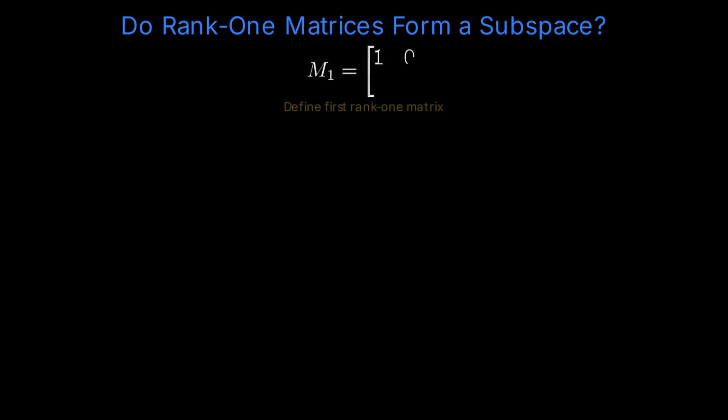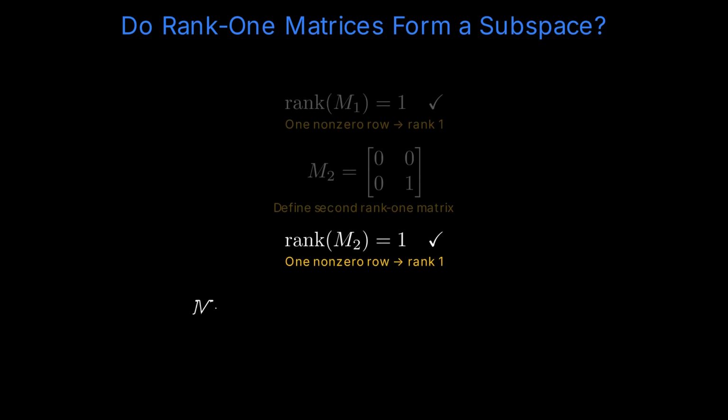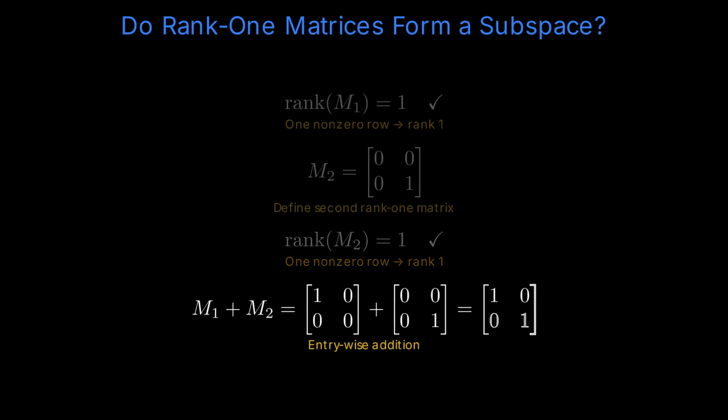Let's see what happens when we add 2 of them. Take M1, the 2 by 2 matrix with entries 1, 0, 0, 0. It has one non-zero row, so its rank is 1. Now take M2, the 2 by 2 matrix with entries 0, 0, 0, 1. Again, one non-zero row, so rank 1. Now let's add them together.